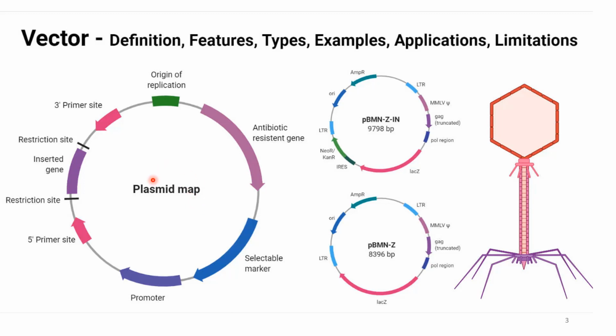So these cloning vectors are basically used as vehicles for transporting foreign genetic material into another cell, and this foreign segment of DNA is replicated and expressed using the machinery of the host cell. So these are examples of plasmid vectors, and this image right here is a bacteriophage, which is also another type of vehicle or vector for DNA sequence transfer. We'll also talk more about this in the coming slides.